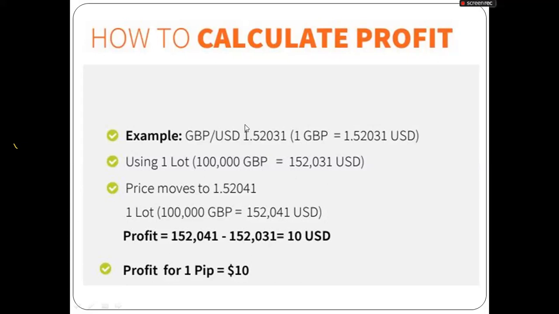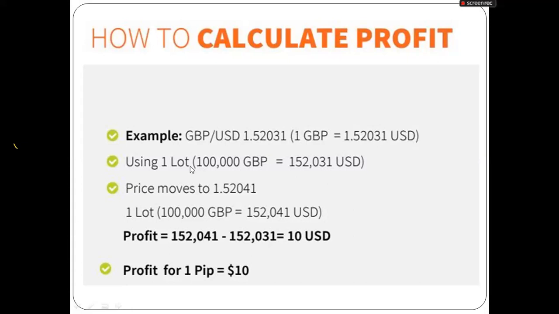So for example, if the cable price is 1.52031, it means that 1 GBP is equal to 1.52031 USD. That is what it means. So I'm buying, like I explained, 1 GBP with 1.52031 USD.